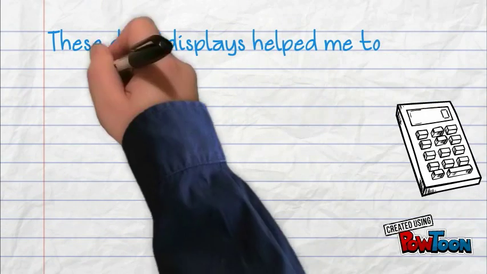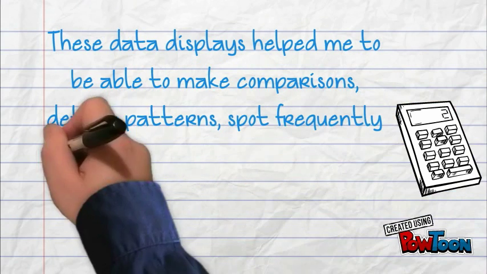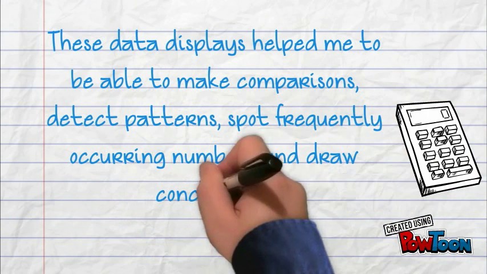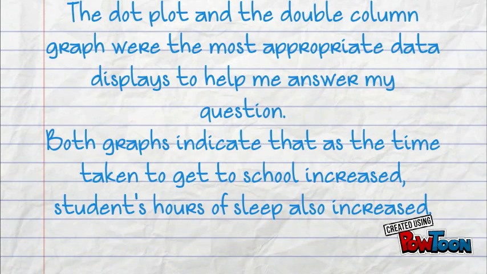These data displays helped me to be able to make comparisons, detect patterns, spot frequently occurring numbers, and draw conclusions. The dot plot and the double column graph were the most appropriate data displays to help me answer my question. Both graphs indicate that as the time taken to get to school increased, students' hours of sleep also increased.